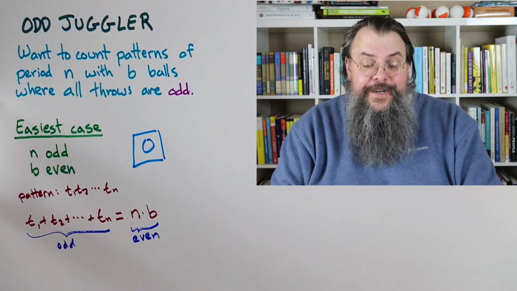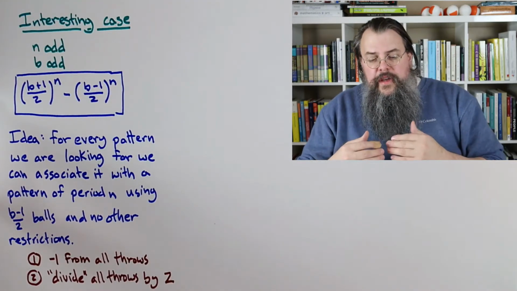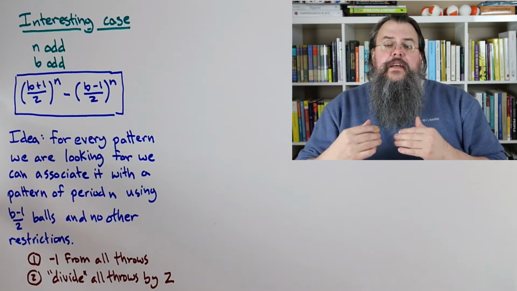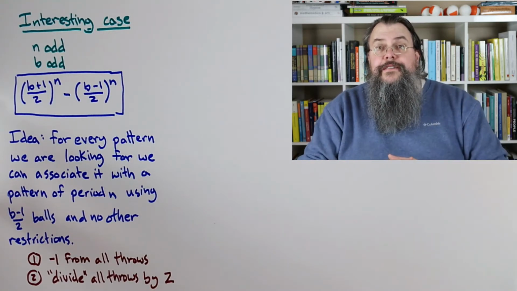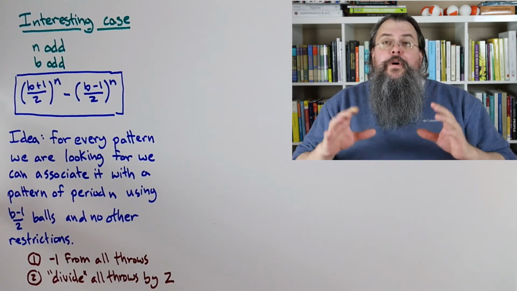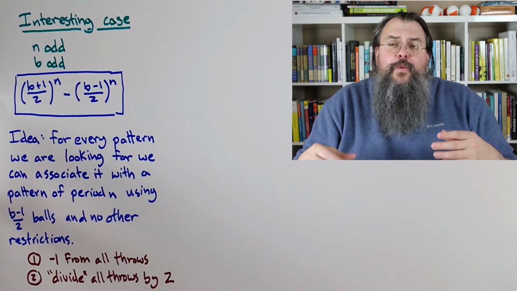All right, good. Now let's go to our next case. In our next case, both n and b are going to be odd, so our period and number of balls are both odd. What about that? We'll write down the answer first, and then we'll try to figure out why that is the answer.